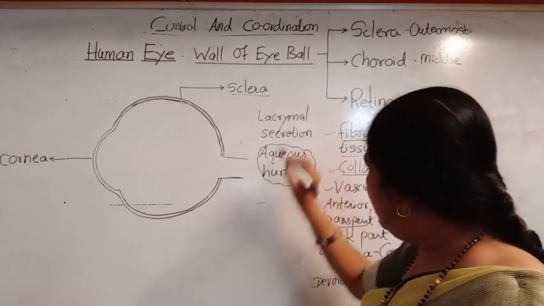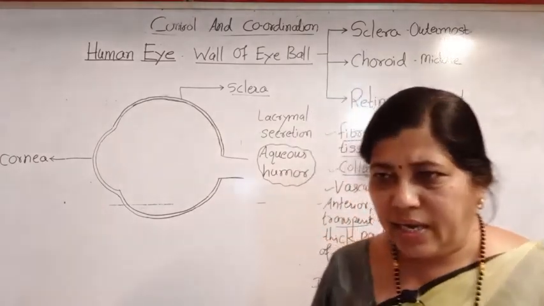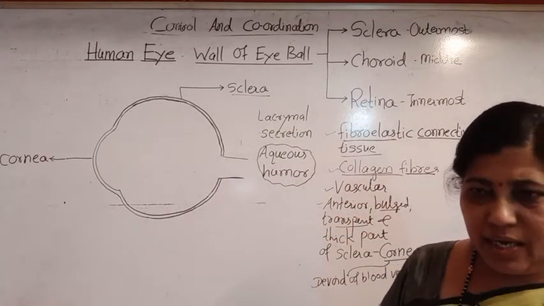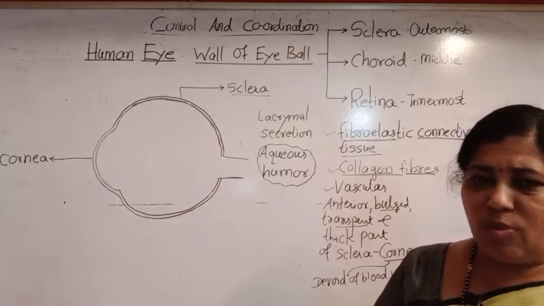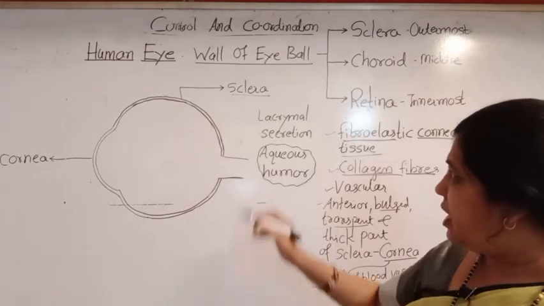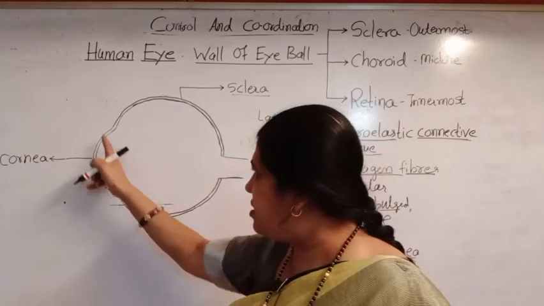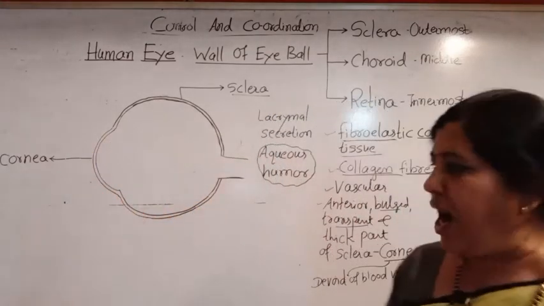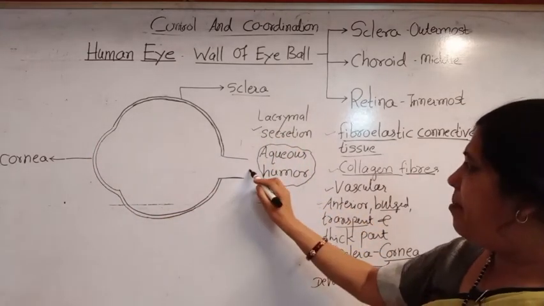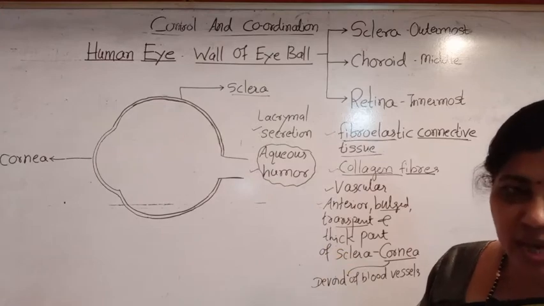You know that lacrimal glands are there. Lacrimal glands are also called tear glands. The secretion of the lacrimal gland is tears, and this cornea is nourished by lacrimal gland secretion as well as by aqueous humor. So what is this aqueous humor?